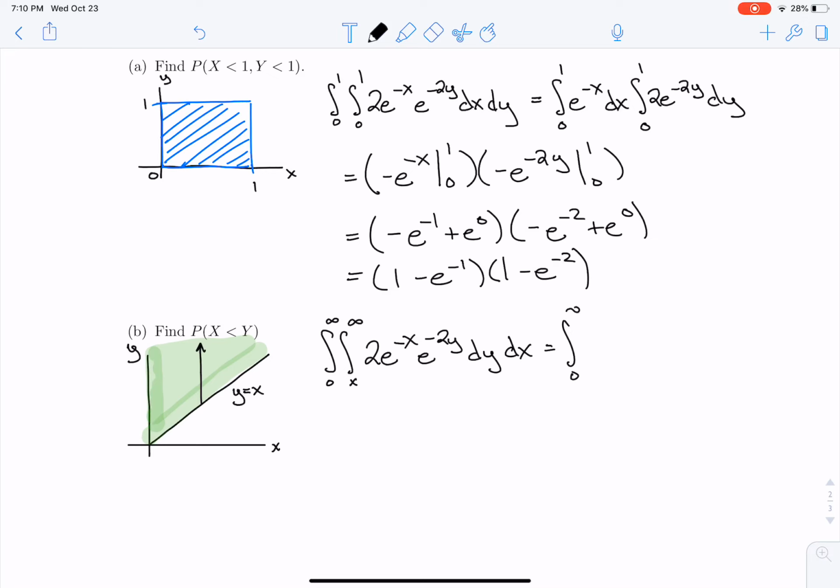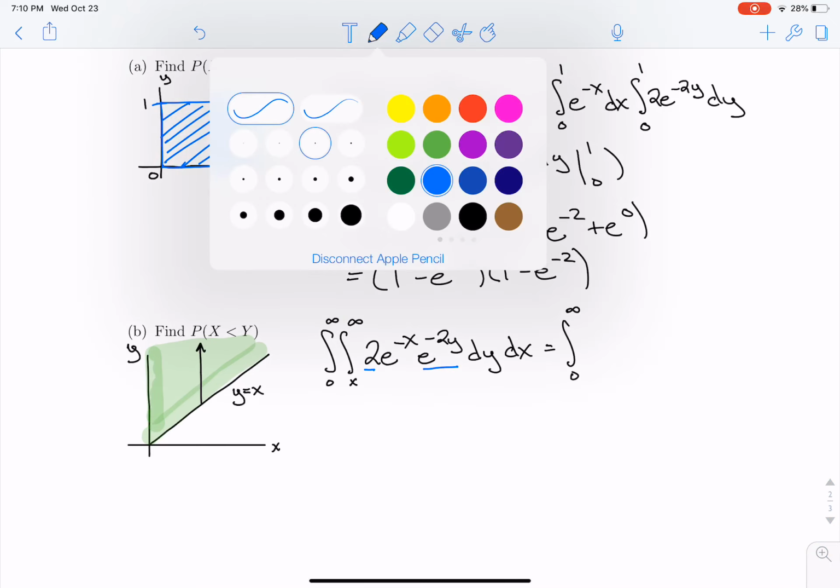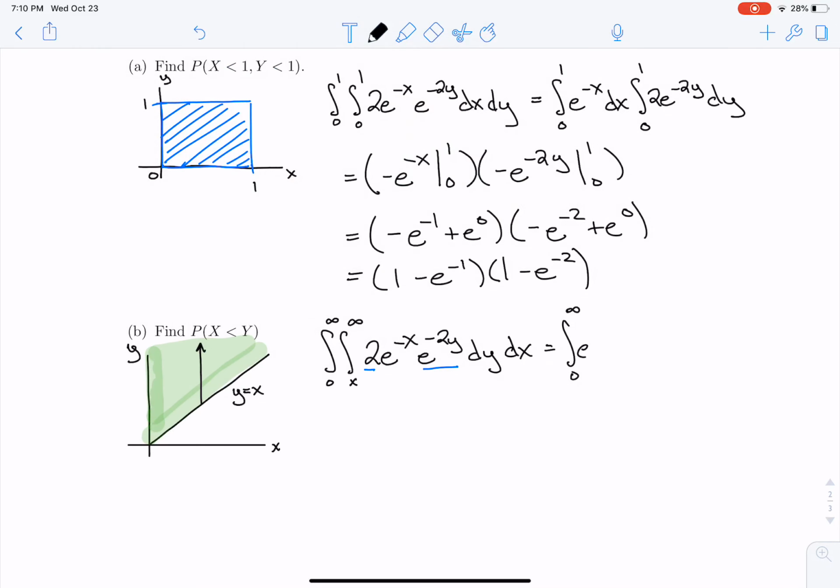We'll leave the outer integral alone. And I'm going to integrate the 2 times the e to the minus 2y, so leaving the e to the minus x out of it. And I'm going to get minus e to the minus 2y, like we had done before, evaluated between x and infinity. And of course, we still have that integral dx.